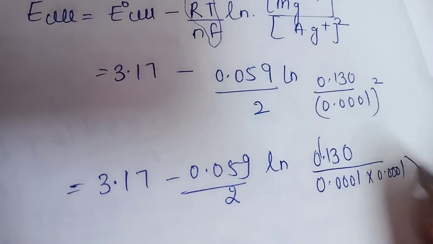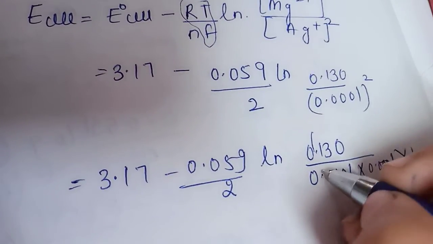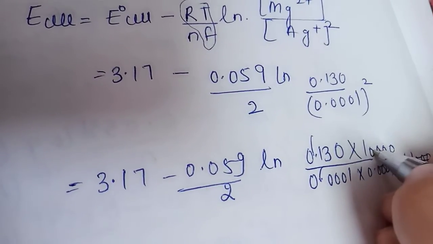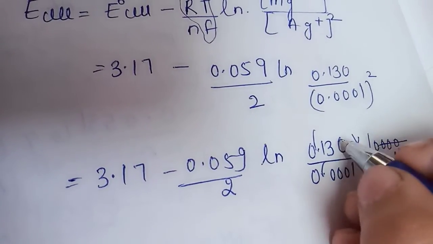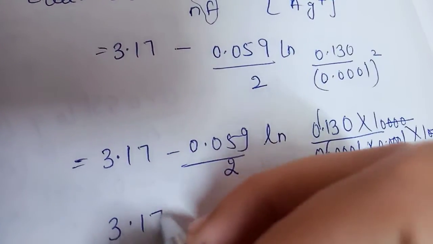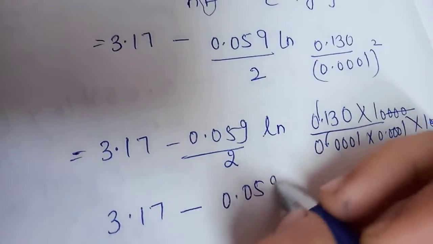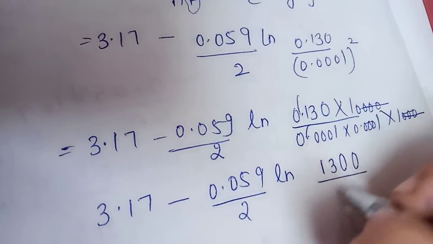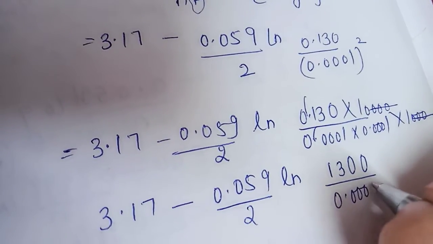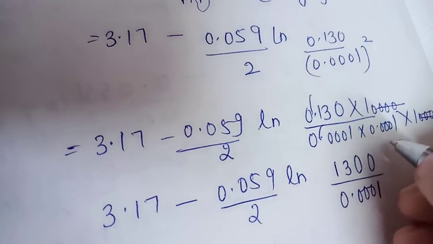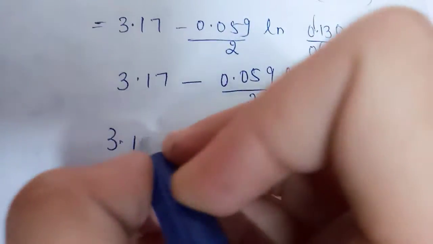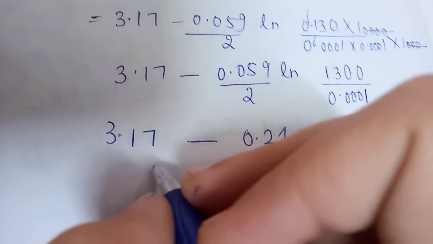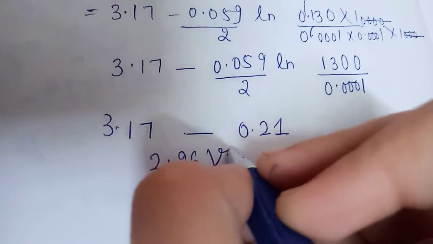We will cut the extra decimals. 3 over 10 to the power 32, so 3 and 3 cut. What is left is, okay, 3.17 and its value is 0.21. So we get the answer 2.96 volts.